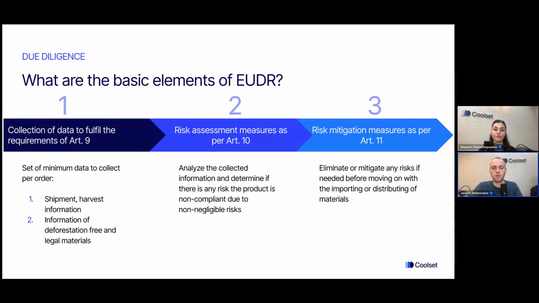And once you have that, you go on to the next step, which is to do the risk assessment. Here you analyze the collected information and determine if there's any risk that the product is non-compliant due to non-negligible risks. And step 3 is conditional on step 2, because if your risk is non-negligible, then you have to go to step 3. If your risk is negligible because you've fulfilled all the conditions of negligibility, you can skip that part. But essentially, most companies will ultimately move on to step 3, which is to do the risk mitigation. Here you eliminate or mitigate any risks if needed before moving on with the importing or distributing of materials.